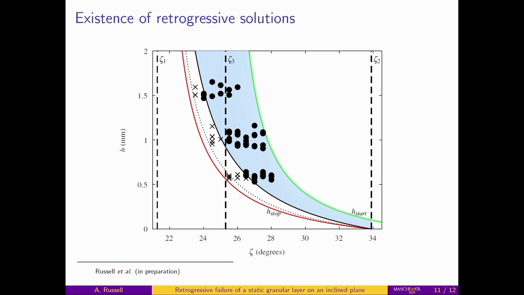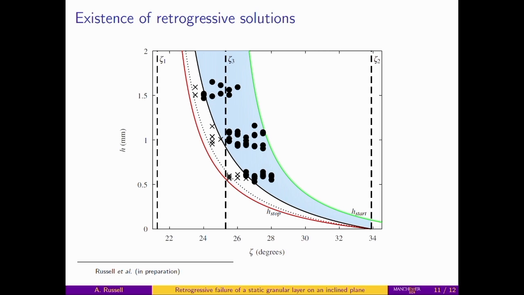And then this plot here: we can go through the equations and find the minimum thickness of the initial layer that we need at each angle for one of these retrogressive solutions to be able to exist. And you can see there's really good agreement here between the dots, where we've seen all these retrogressive wave solutions, and the crosses, where the layer was too stable for these to exist.